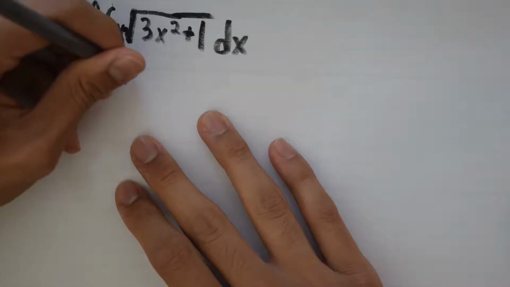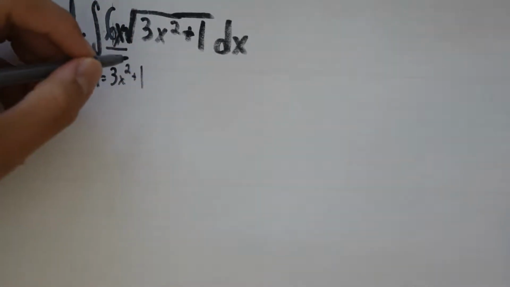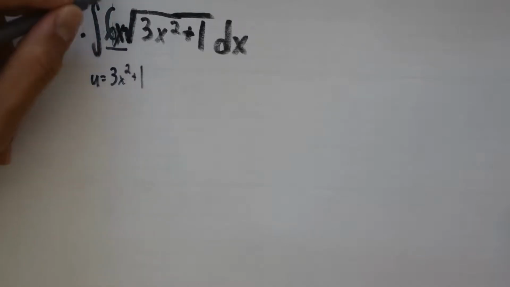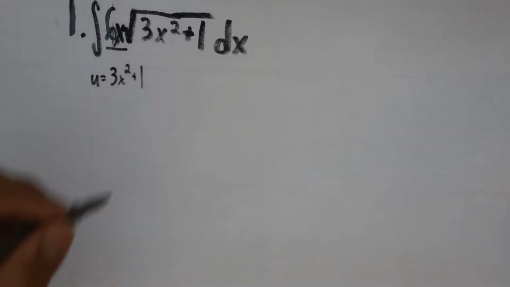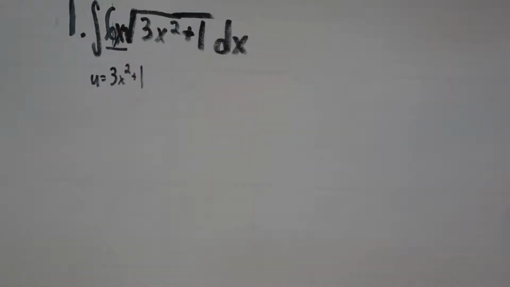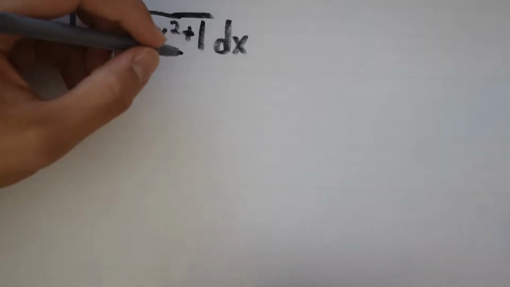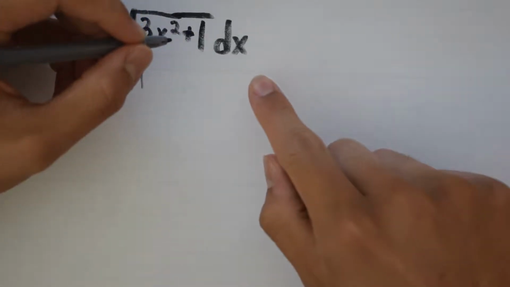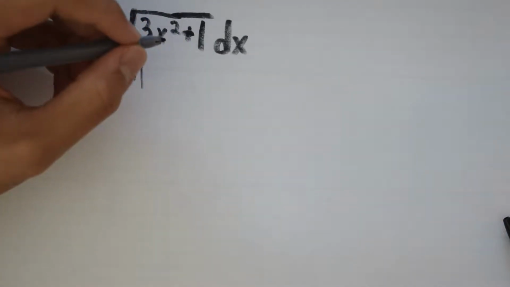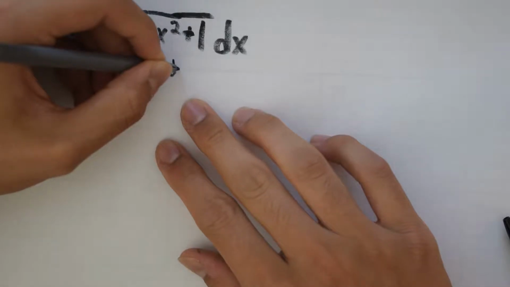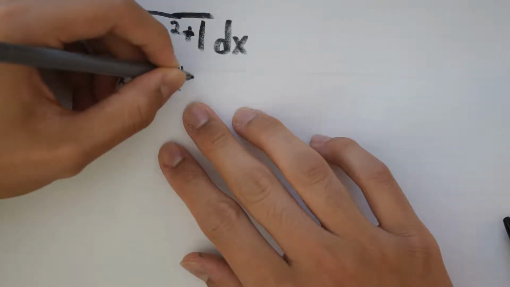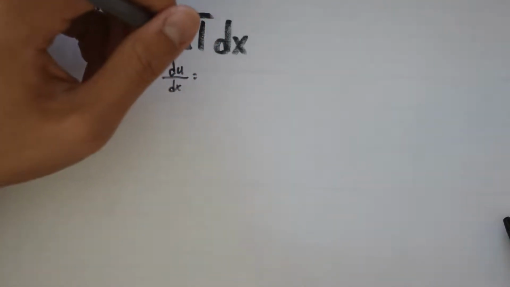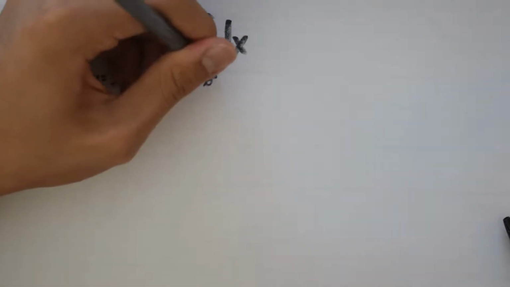Typically with these u substitutions, not only do you want the u substitution to end up canceling out, for example, 6x, but you also want it to be fairly simple. Anyways, now we have u equals 3x squared plus 1, but we have to change dx into du. So we have du over dx equals the derivative of the u function. In this case, it will be 6x.